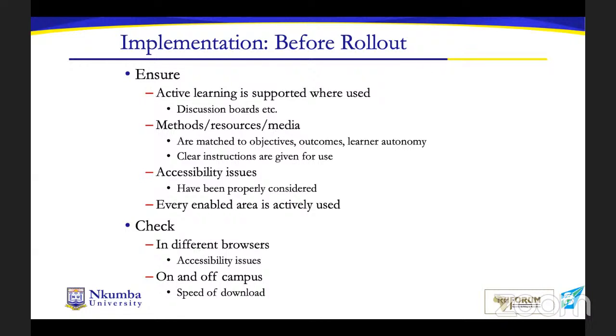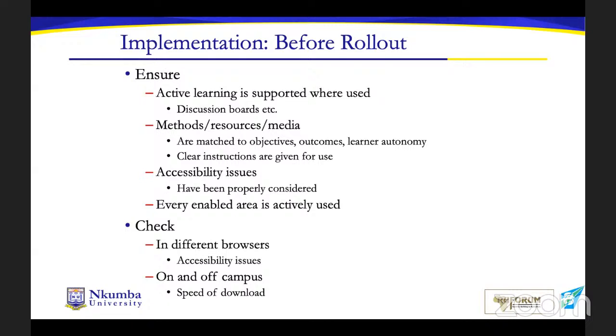So all the time before you roll this out, don't assume that all students have the right technologies with them. And therefore, it is always important, if you have developed some SCORM files or some online content, as we shall see tomorrow, to ask: can it be viewed in all browsers before you place it online?